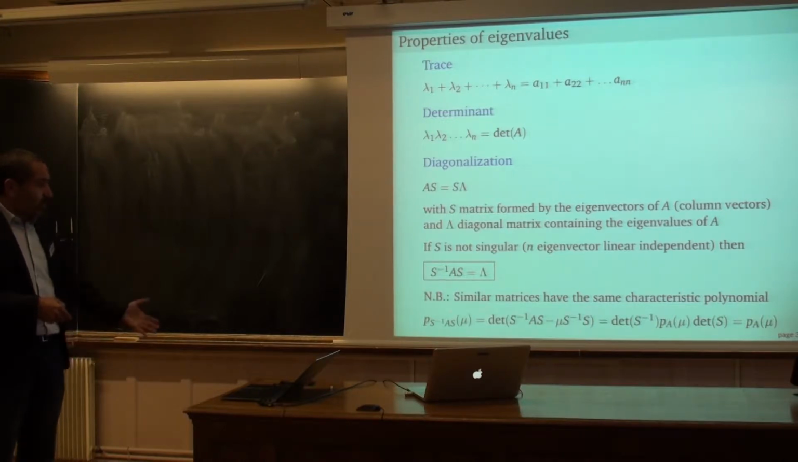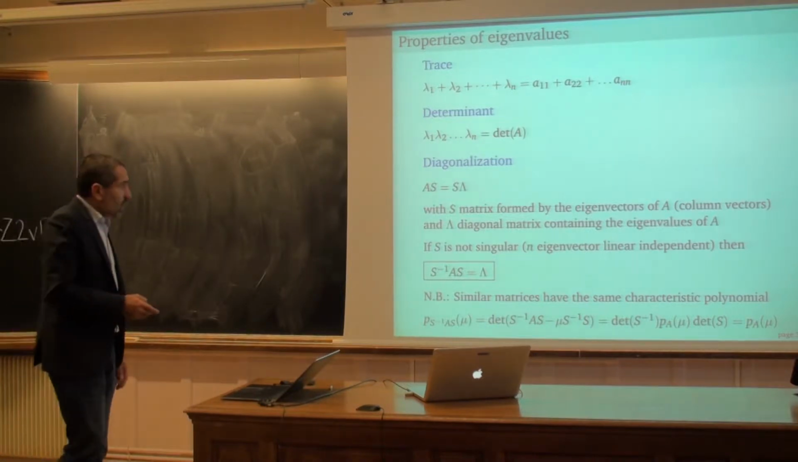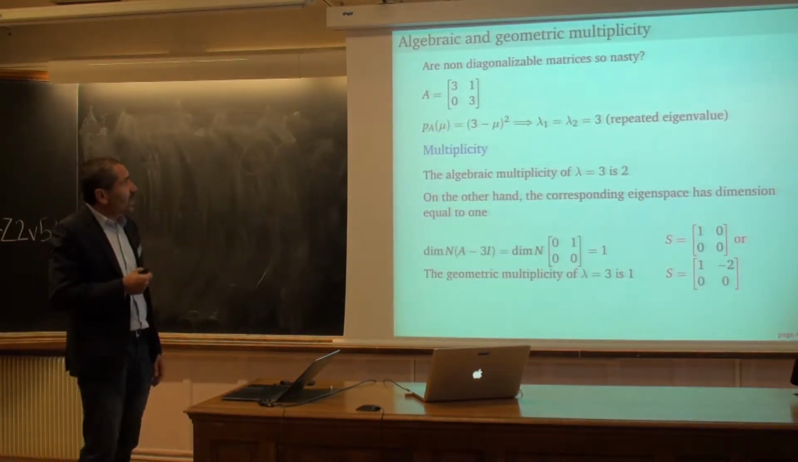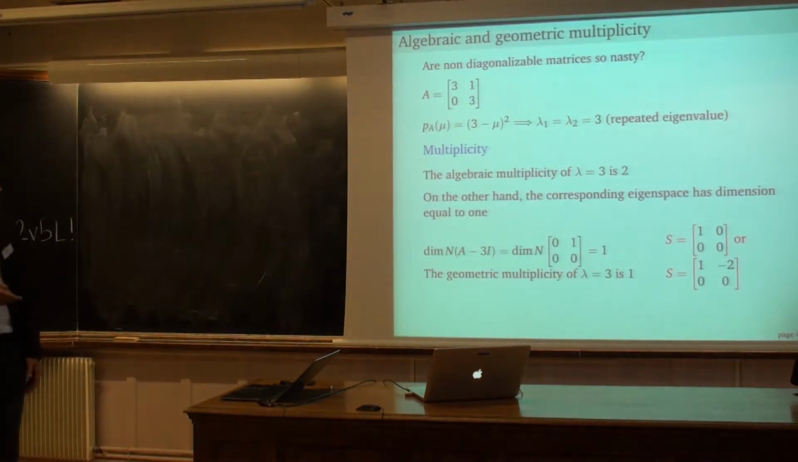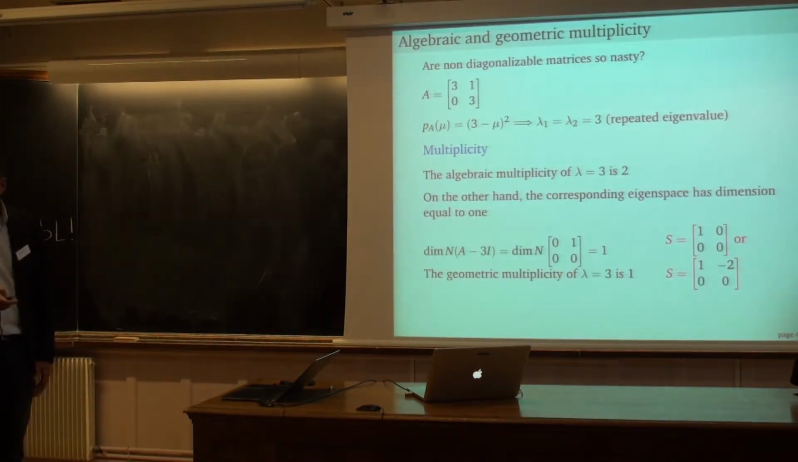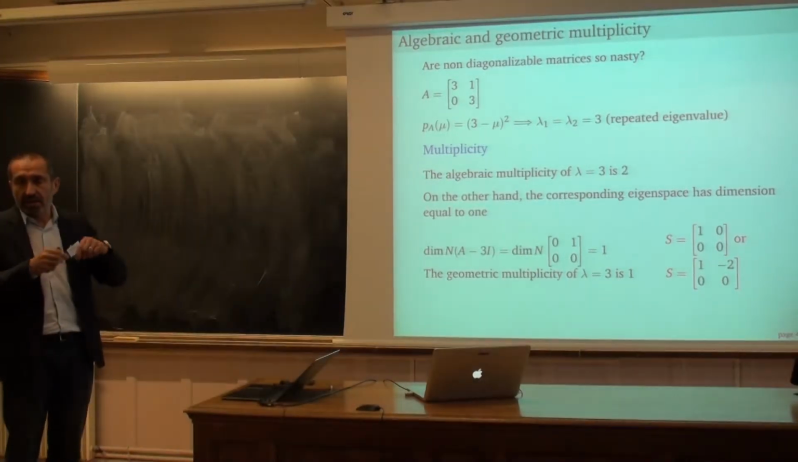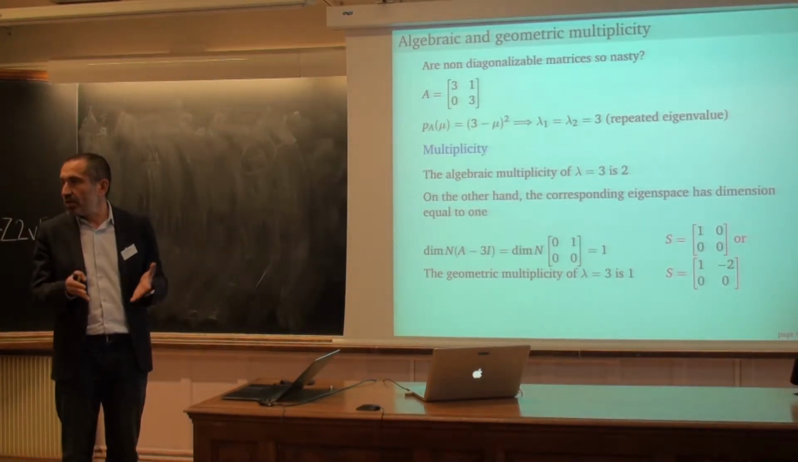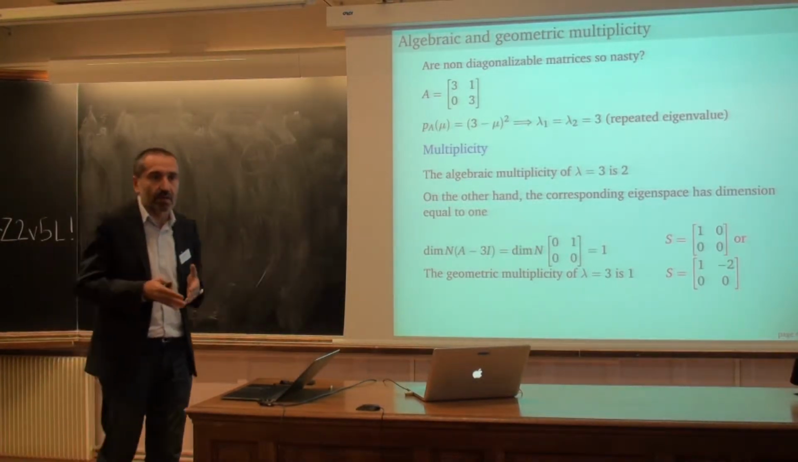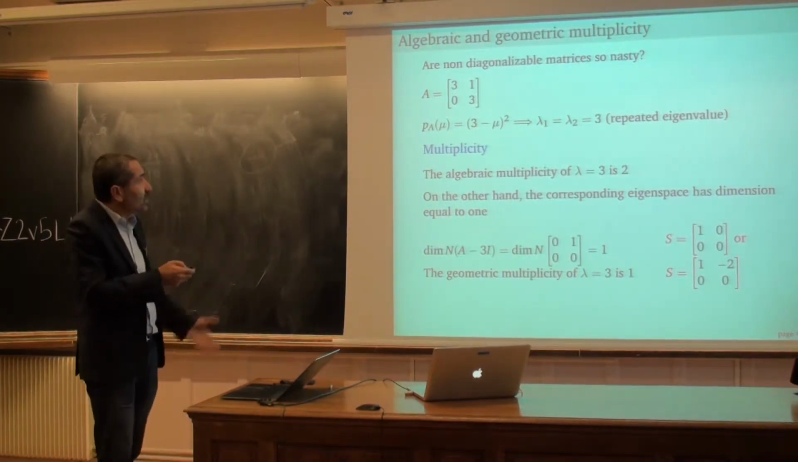And of course, the characteristic polynomial is preserved by this diagonalization, and this is what you know. And how can it be that the matrix is not diagonalizable? Well, you need to take a matrix with a repeated eigenvalue, because if all eigenvalues are simple, then the eigenvectors are linearly independent, so the columns of the eigenvector matrix form a regular matrix.